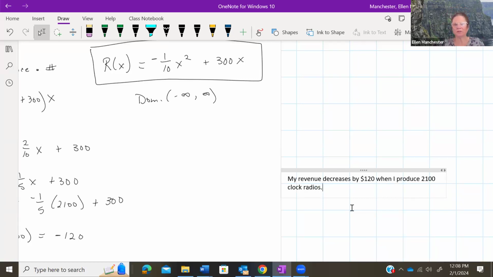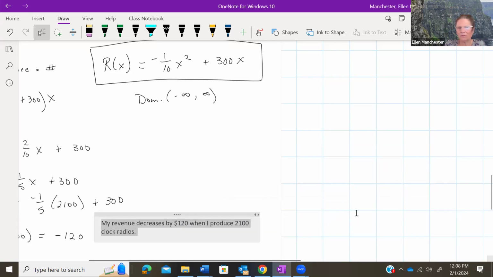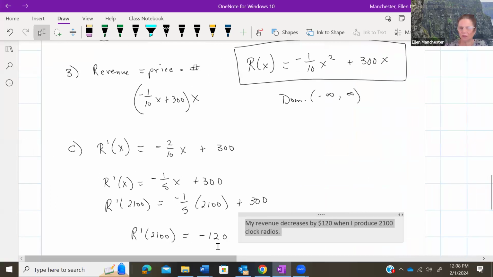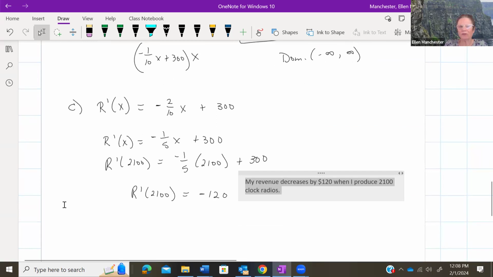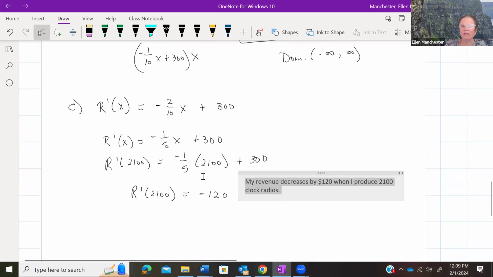So that's not good, right? I want my revenue to increase. I don't want it to decrease. Okay, so anytime you have a negative marginal revenue, that means there's something wrong, right? You've got to make some adjustments. So let's look and see what the adjustment would be if our revenue changed by negative 220, right? That's the interpretation of D.